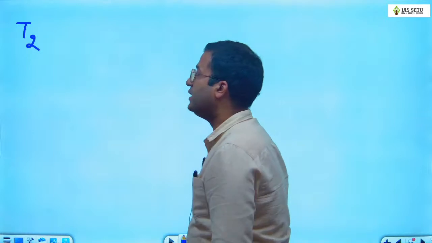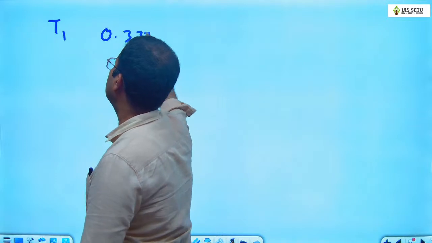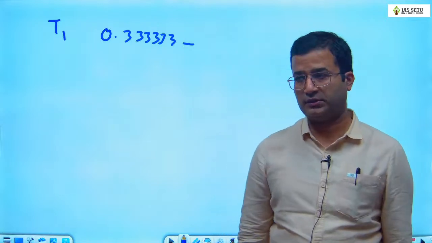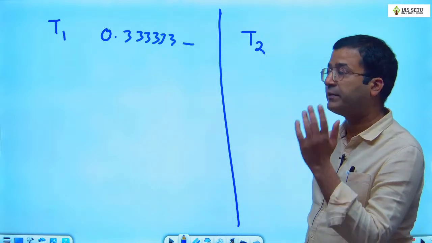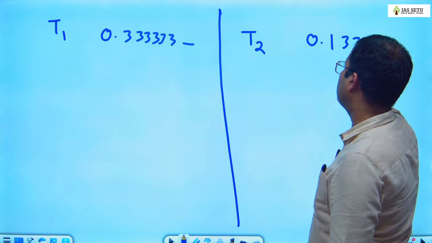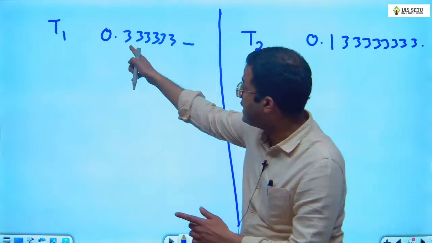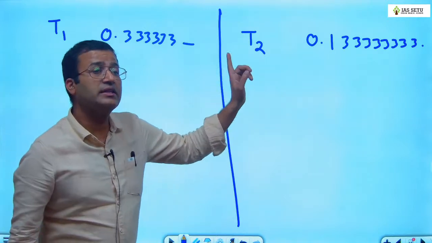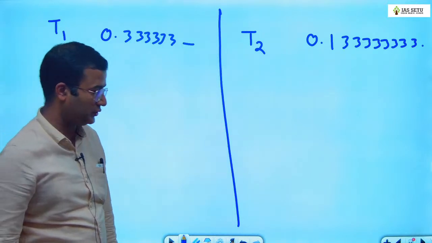The difference between type 1 and type 2: in type 1 questions we have taken like 0.3, where immediately after the decimal there is a repetition. Whereas in type 2, after the decimal we have some digit, then repetition, like 0.1 with 3 repeating. See the difference? Here there is repetition immediately after the decimal, but here after the decimal there is a digit 1, then there is a repeat. So there is a difference in this type of question. Let me take 3 examples in type 2.